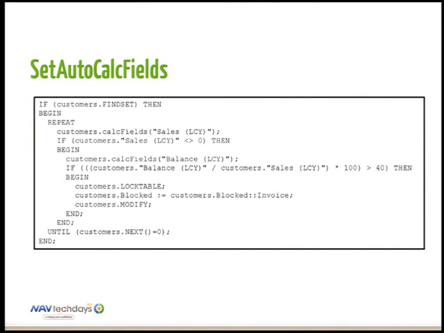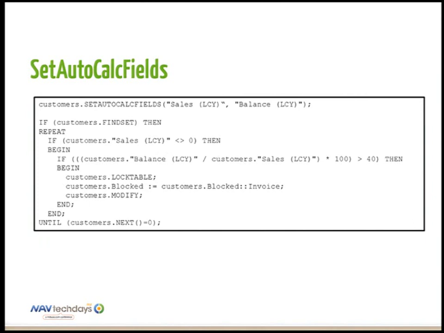So there's a quick example where we are looping through customer data. We are calculating the sales and the balance for customers. This is how the code will look before. Now you can basically make a call to SetAutoCalcFields before you start the looping, and then it's automatically fed into the record as we fetch them.